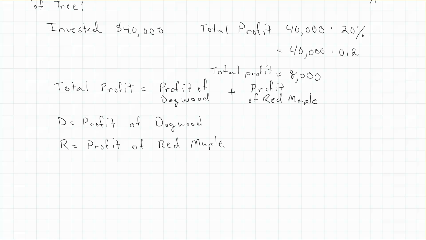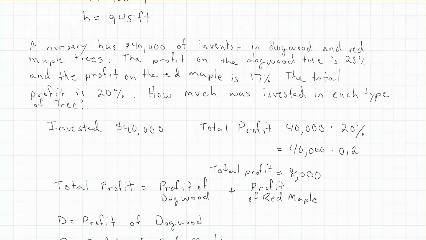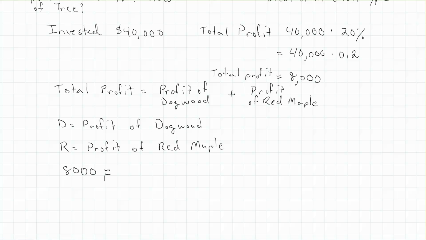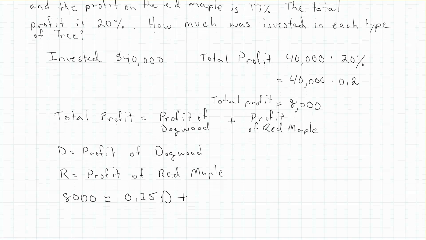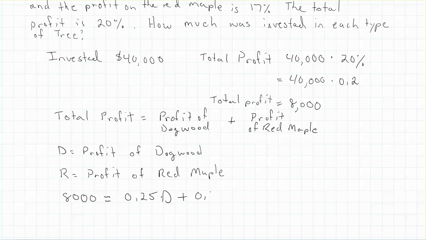So what's nice about this is we know what the total profit is. The total profit is $8,000, which is equal to, let's scroll back up here, the profit of the dogwood is 25%, so this would be 0.25, because that's what 25% is as a decimal, times D, plus the profit of the red maple was 17%, so 0.17 times R.